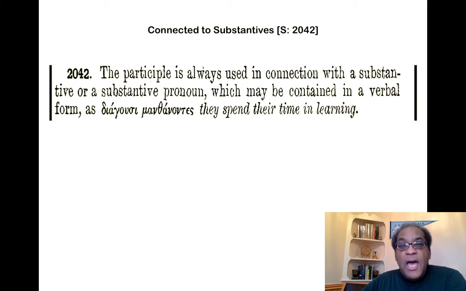So, diagousi mathontes, they spend their time learning. We see that diagousi is third plural, so therefore our participle is plural, and it is nominative, agreeing with the nominative that's inside of the verbal form. That is, they spend their time learning. Okay.